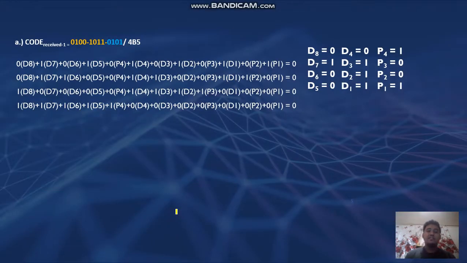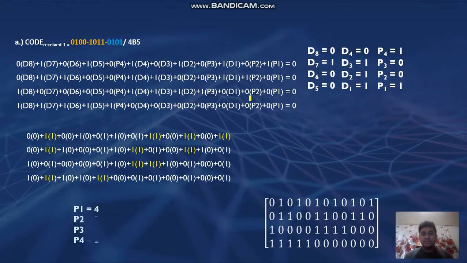As we can see, this is our first example: 0, 1, 0, 0, 1, 0, 0, 1, 0, 1, 1, 0, 1, 0, 1. These are our values in D received and P received. We just substitute the values here. We highlight those values with 1 times 1.